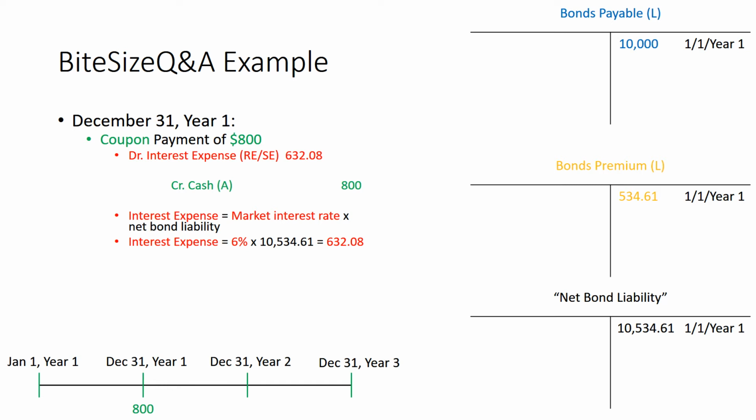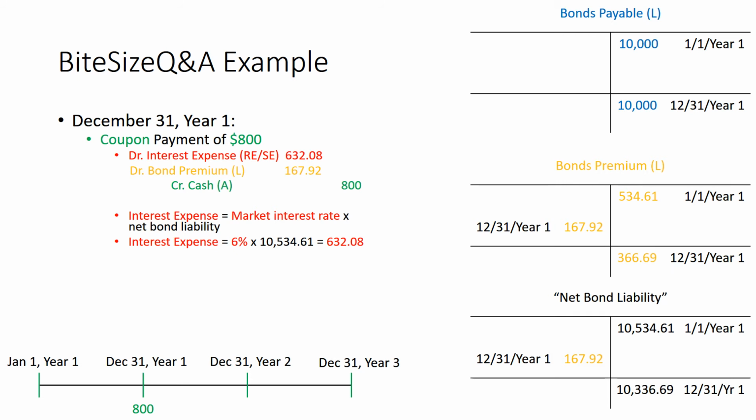And this plug will come in the form of the bond premium account. We'll record a bond premium of $167.92 so that we have $800 on the debit side and $800 on the credit side, and everything remains in balance. So in our bond premium liability T account, we can put this $167.92. That will reduce our total net bond liability.